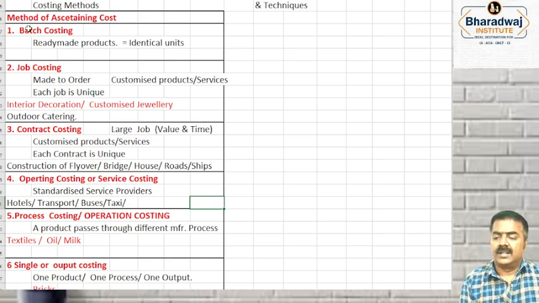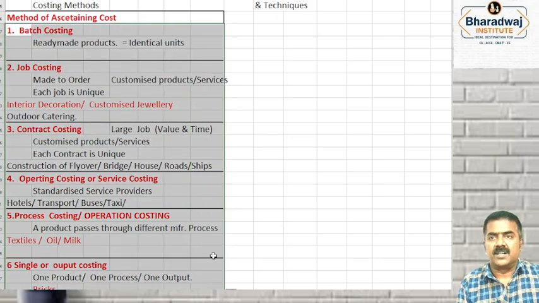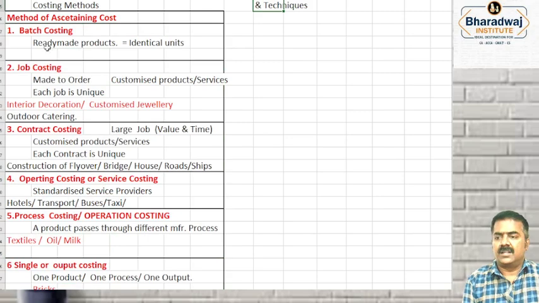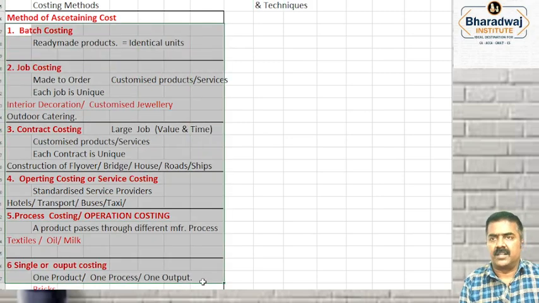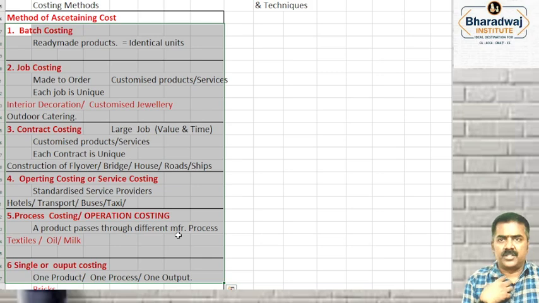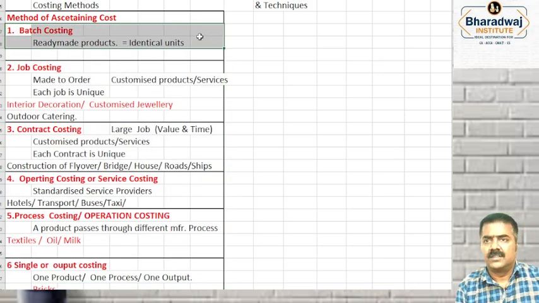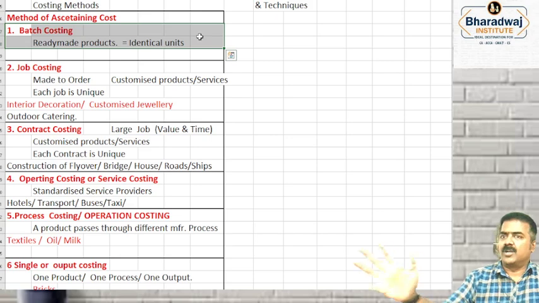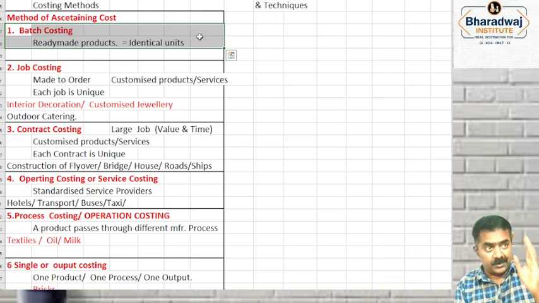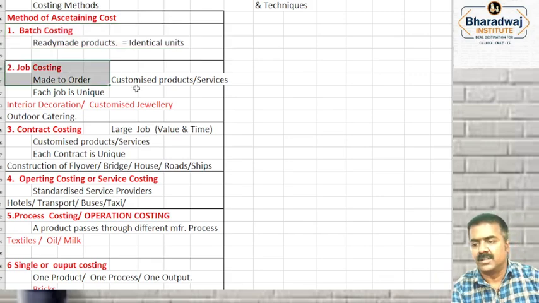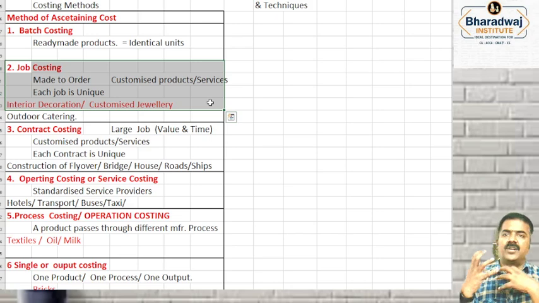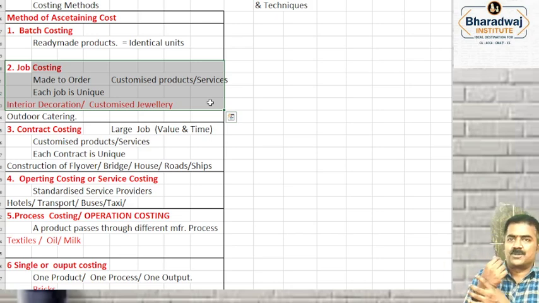Then, can I use two or more methods of costing? Sir, I am running a furniture shop. I am having ready-made furniture. For that, I will follow which one? Batch costing. Ready-made, na? Batch costing. Now, a customer comes and says, I do not want ready-made. I want this particular design, this particular quality, this particular variety. Then I will go for which one? Job costing. So I can follow two or three methods of costing also.